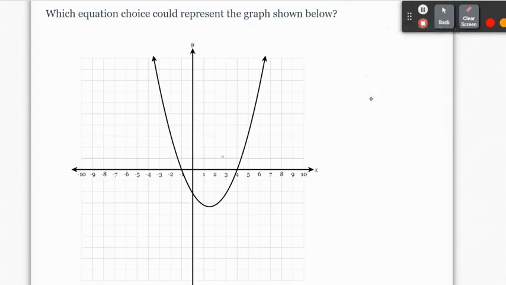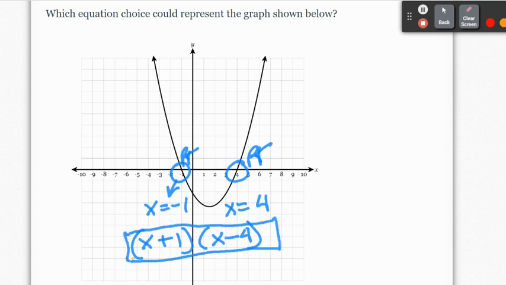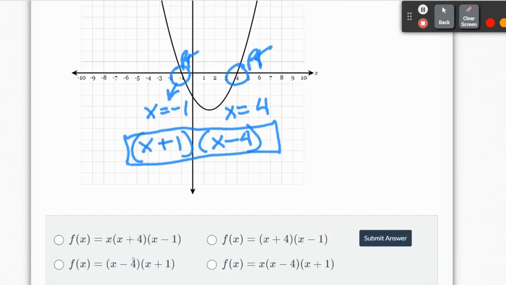Here we have a nice parabola that has two single pass-through roots, which means that these roots have single powers to make a nice quadratic. This is x equals -1, which came from x plus 1 as a factor. And this is x equals +4, which came from x minus 4 as a factor. So we're looking for this quadratic factored form down below in my answer choices.